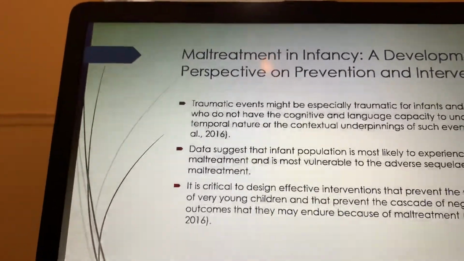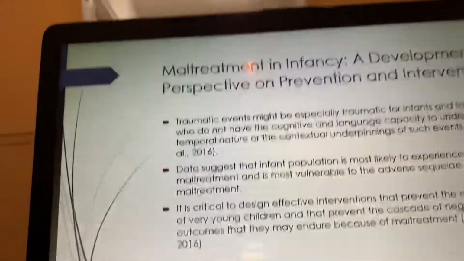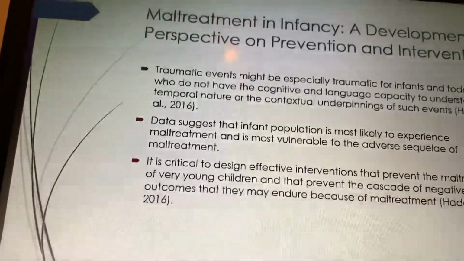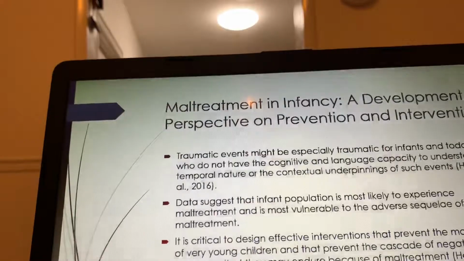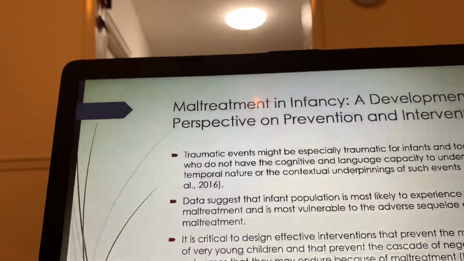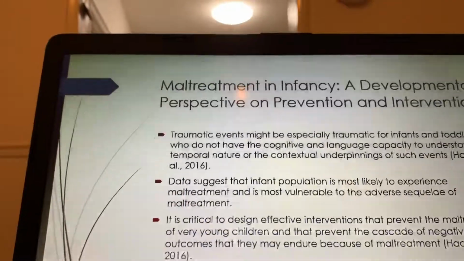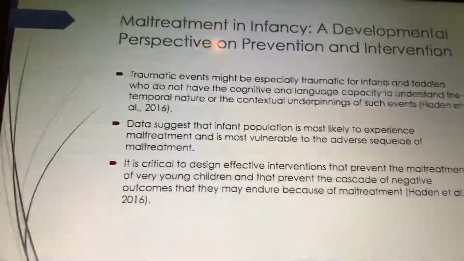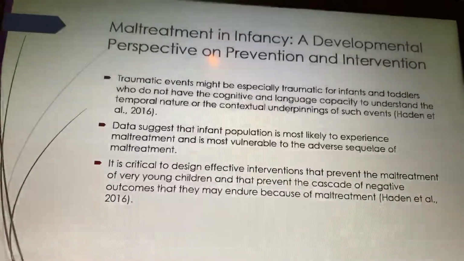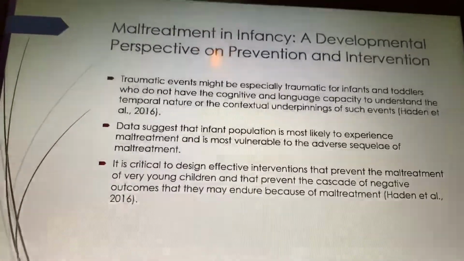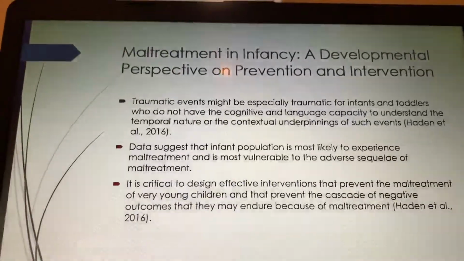Another article was Maltreatment in Infancy: Developmental Perspective on Prevention and Intervention. This one was more about how infants are the ones in more danger, since they don't have the cognitive or language capacity to understand what's happening to them, and why it's happening to them. This population is so vulnerable. They don't have anybody who can speak for them, because basically the abuse happens within the family. So it could be a mom or dad, and they don't have anybody to speak for them if nobody sees the abuse.